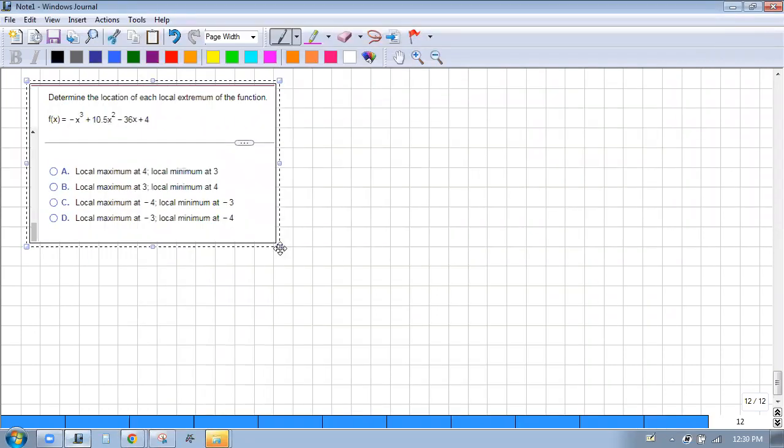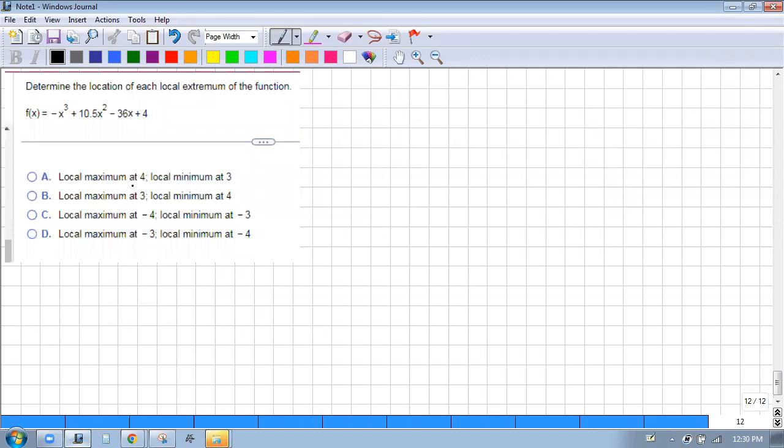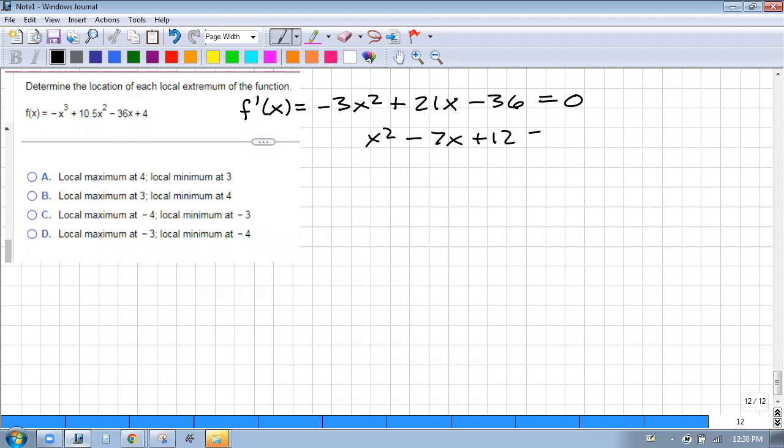Determine the location of each local extremum. And then I guess they want us to figure out if they're minimums or maximums also, right? So the extremum happened when the derivative is 0. So here's our derivative. We need to set that equal to 0. If we divide everything by a negative 3, we got this. Factor this. To get a 12, we need a 4 and a 3, right? So either x is 3 or it's 4.